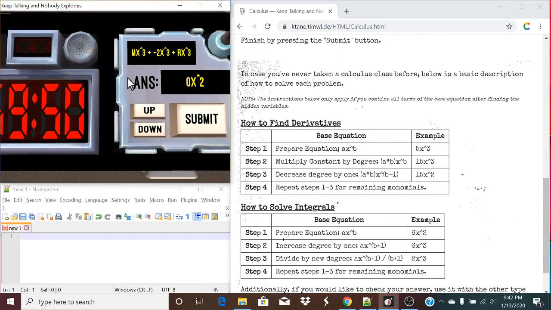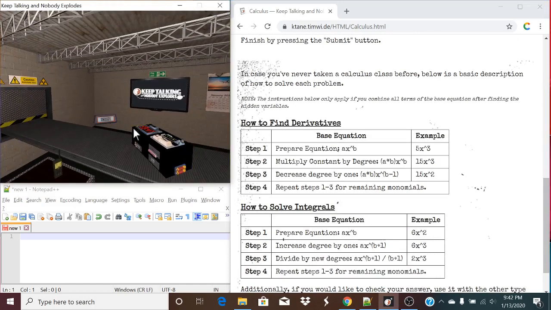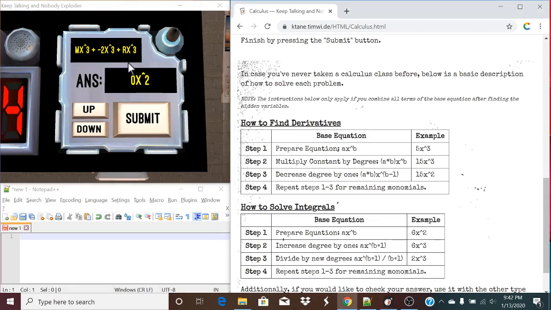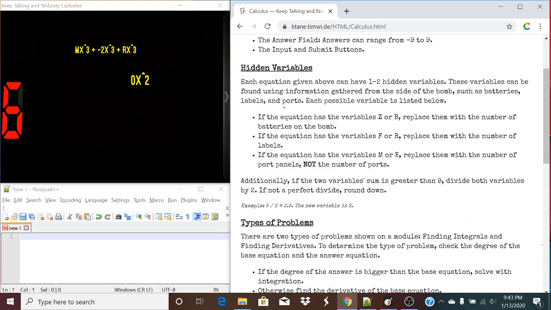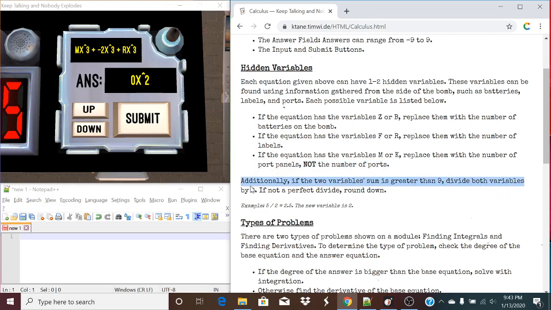So here we're taking a look at both m of x cubed minus 2 of x cubed plus r of x cubed. So there can be multiple hidden variables in here. So our m is going to be a replace them with the number of port panels or port plates, as they refer to, and it says not the number of ports. And it says additionally here, if the two variables sum is greater than 9, divide both variables by 2. If it is not a perfect divide, round down.